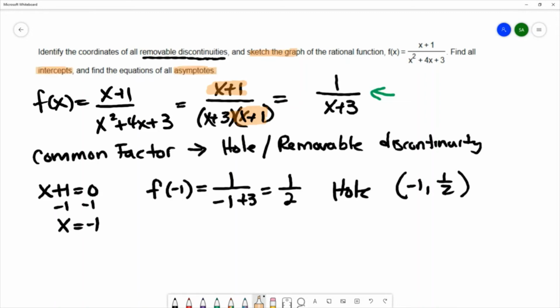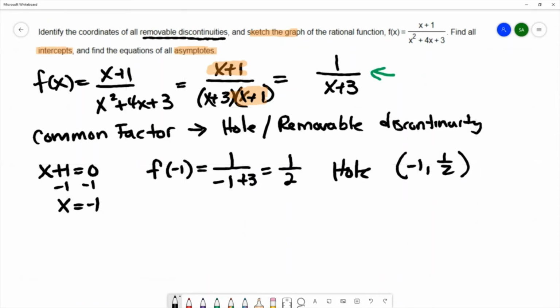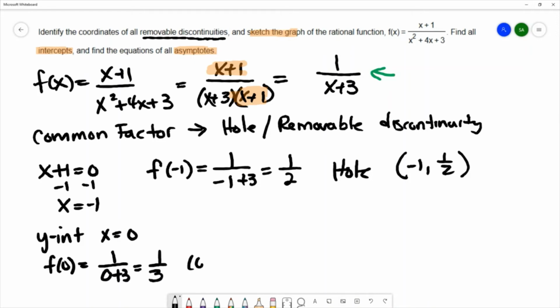So let's find the intercepts. I want to find a y-intercept. To find a y-intercept, I let x equal 0. f(0) equals 0 plus 1. And instead of using the original function, I'm going to use the reduced one because I should get the same values. That's 1 over 0 plus 3. That's 1/3. So I have a y-intercept at (0, 1/3).